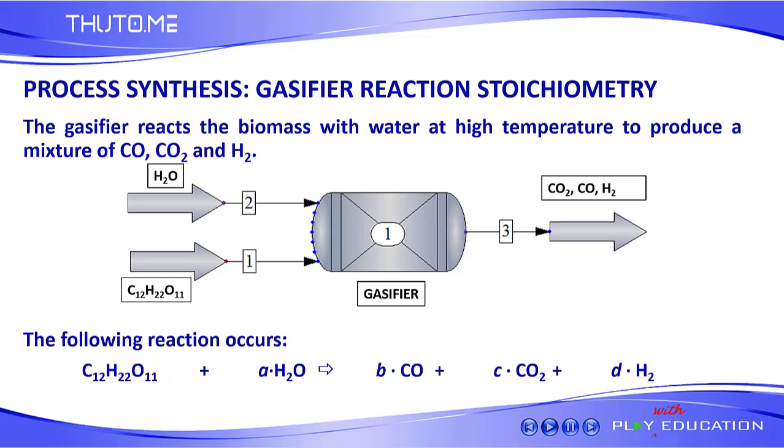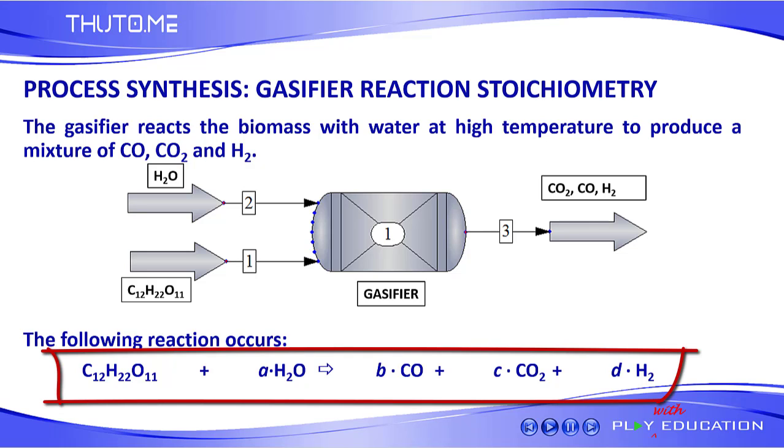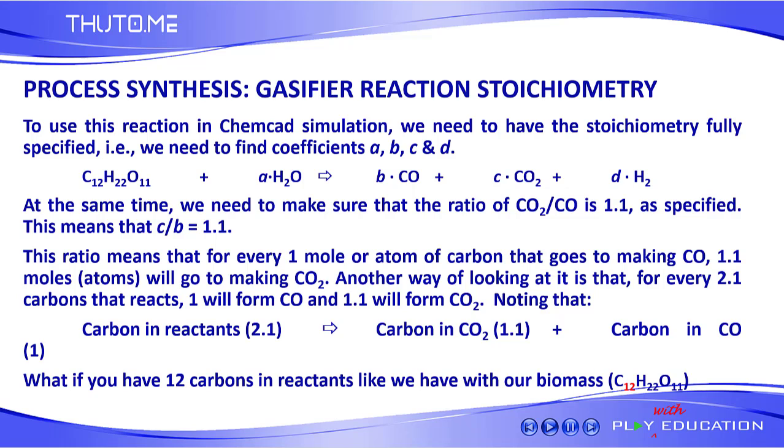The gasifier reacts biomass with steam at elevated temperatures to produce a mixture of carbon monoxide, carbon dioxide, and hydrogen, which is the raw syngas. The reaction given below here occurs, where biomass reacts with steam to form CO, CO2, and H2. To use this reaction in Chemcad simulation, we need to have the stoichiometry fully specified. That is, we need to find coefficients A, B, C, and D.